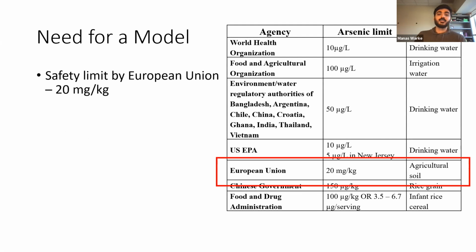Another reason is that only the European Union recognizes this concern and has placed the safety limit of 20 milligrams per kilogram of arsenic in the soil. But other major health organizations like the WHO and FAO are still to recognize this concern. The major reason is that there's no model or protocol that could test the effect of arsenic on humans' health.